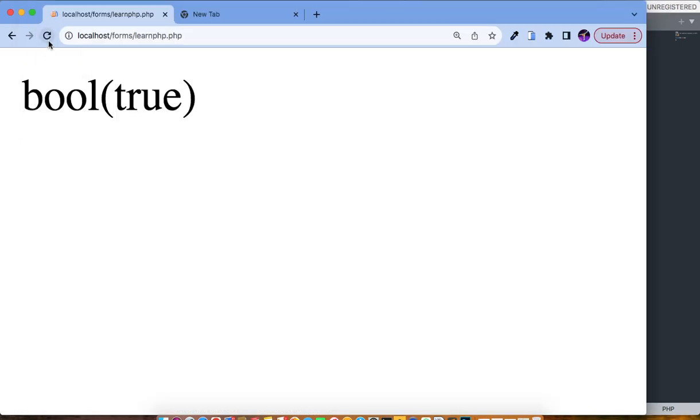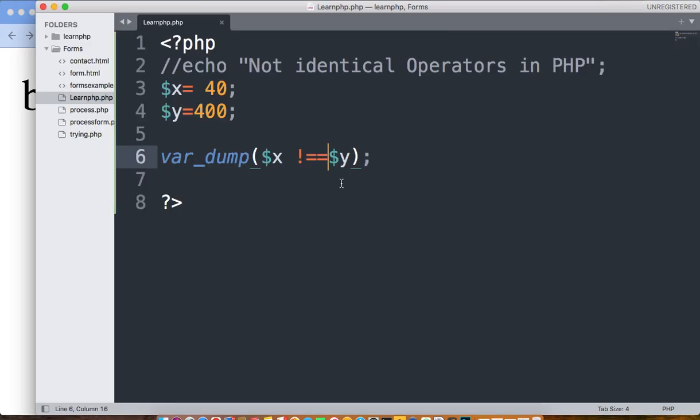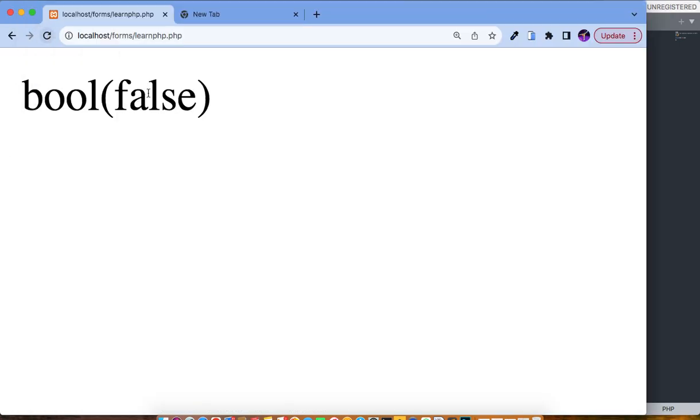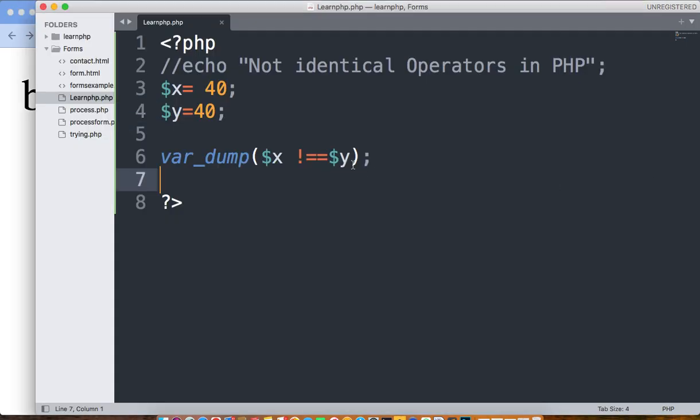When we save and then we refresh, it returns true because x is not equal to y. Or if they are of the same data type, let's see, for example, so yeah, it returns false because they are equal. So we have to change the data type. Let's change the data type now and see.